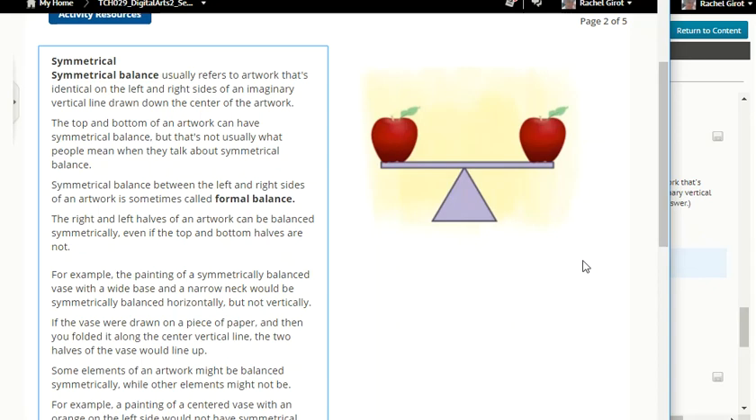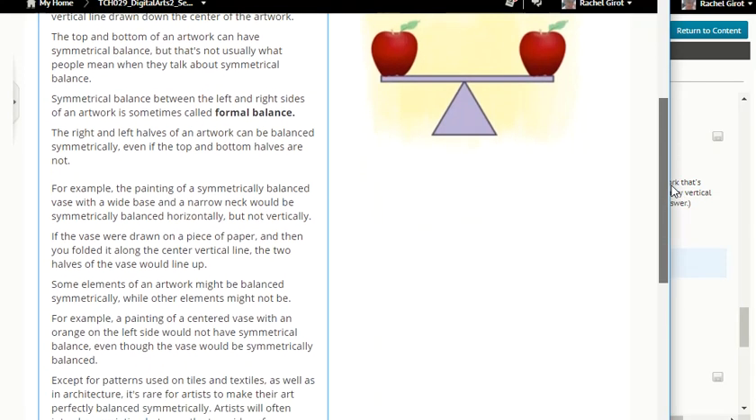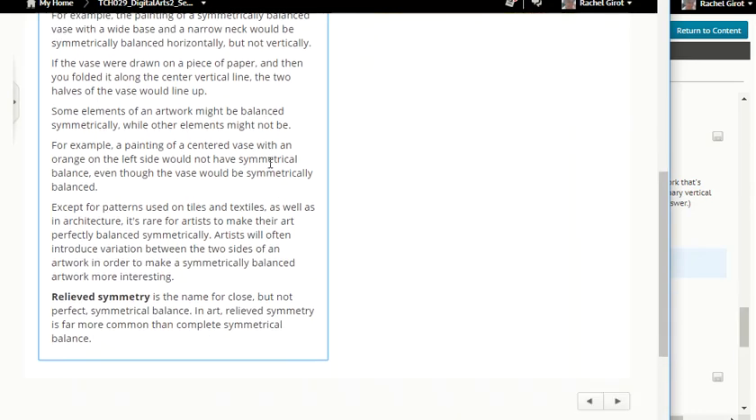The right and left halves of an artwork can be balanced symmetrically, even if the top and bottom halves are not. For example, the painting of a symmetrically balanced vase with a wide base and a narrow neck would be symmetrically balanced horizontally, but not vertically. If the vase were drawn on a piece of paper and then you folded it along the center vertical line, the 2 halves of the vase would line up.